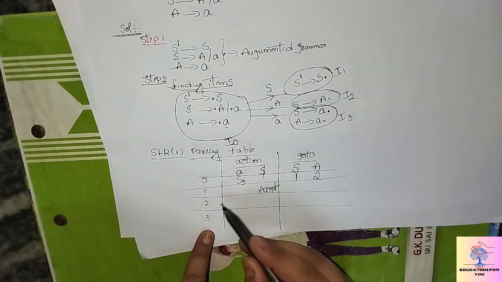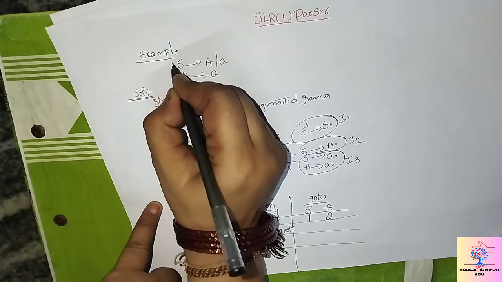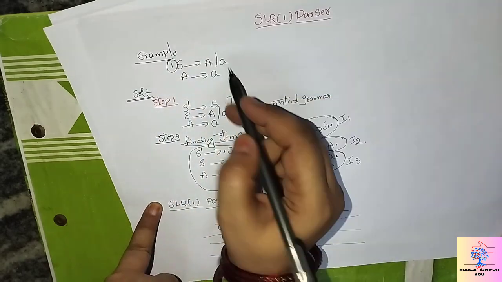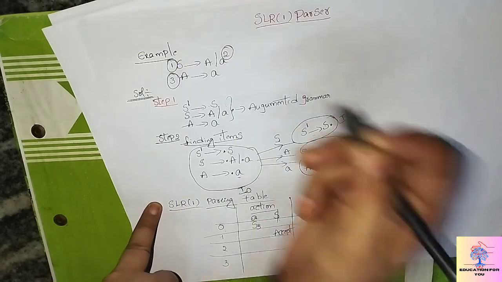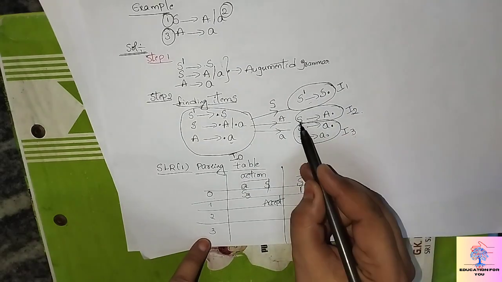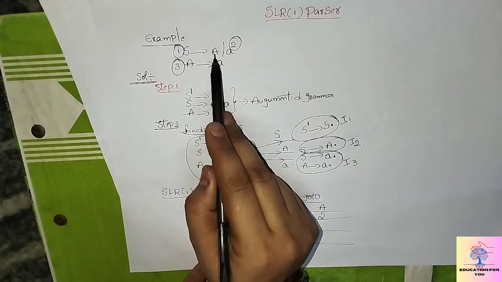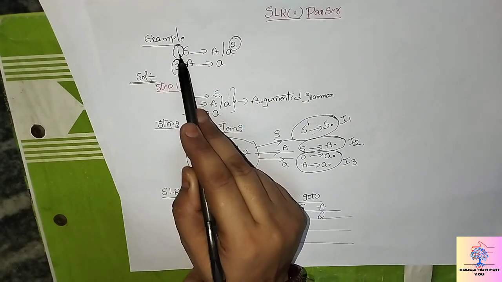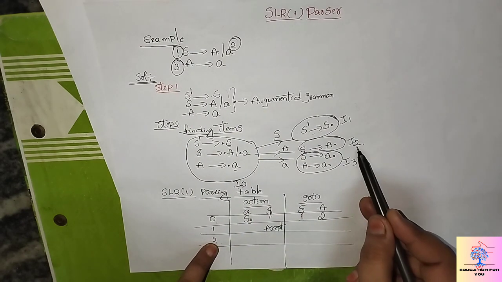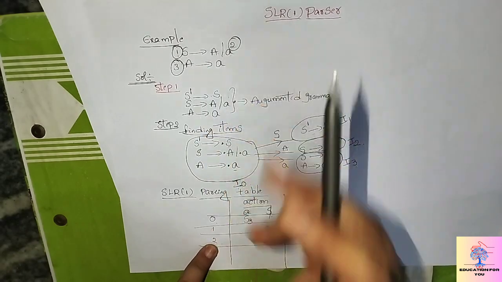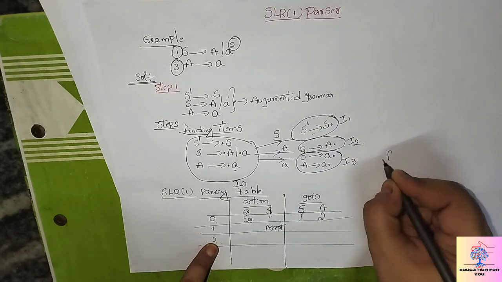Now for I2, first name these productions. First of all, 1 is S producing S a, 2 is S producing a, and this is 3. Okay, for I2, S is going to produce A dot. What is the number here? S producing A is 1. So now at the second state I2, you have to mention R1. But where do you have to mention it? For that you have to find out the follow.